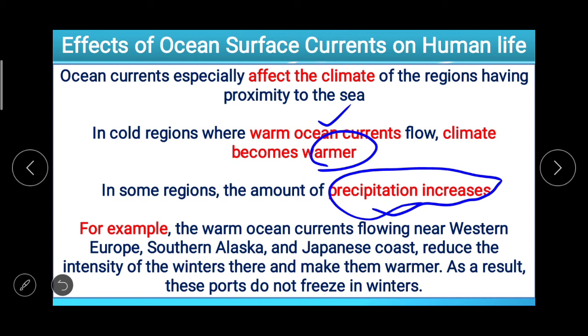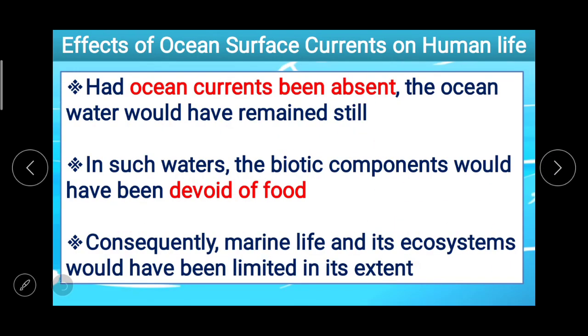Now what about the cold currents? Had ocean currents been absent, the ocean water would have remained still. अगर ocean current नहीं होंगे तो in such waters, the biotic components would have been devoid of food. उन्हें food नहीं मिलेगा.